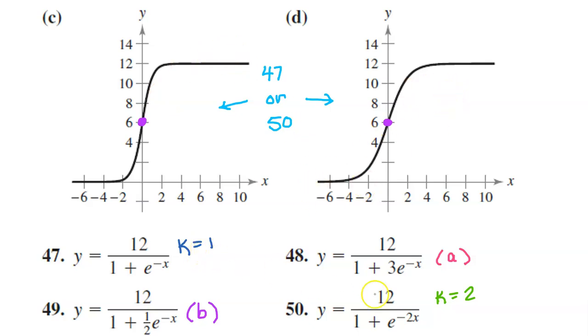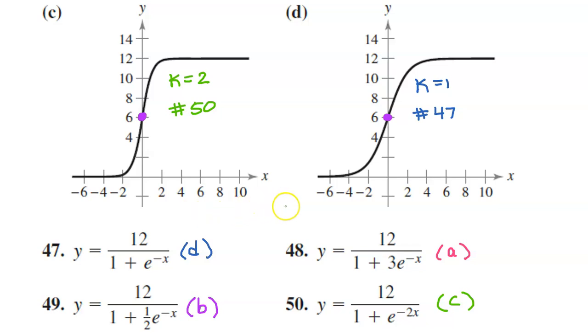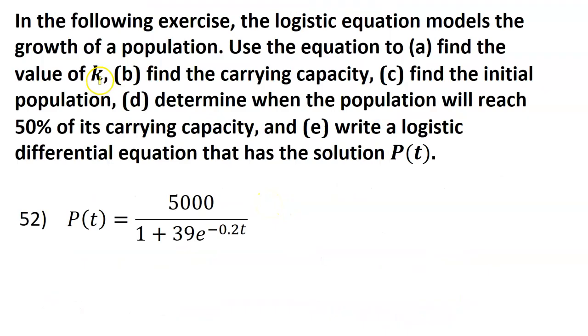But the k value also tells us how steep the graph is. So a graph with a k value of 2 should be steeper than a graph with a k value of 1. So which of these graphs is a little bit steeper than the other? Graph C is steeper. So that means this must be number 50. So that's it for the matching.